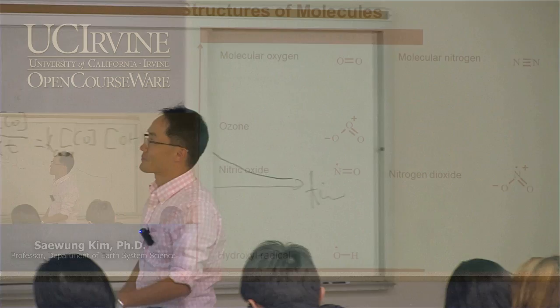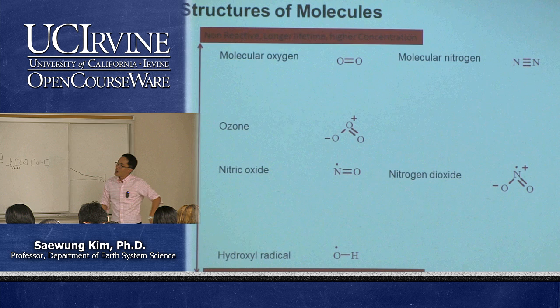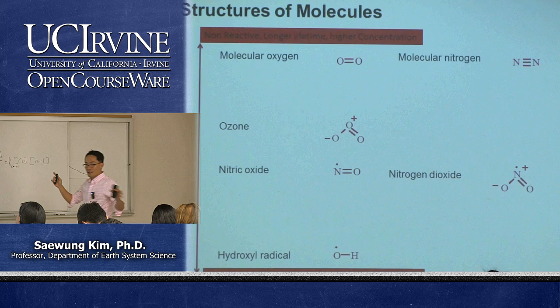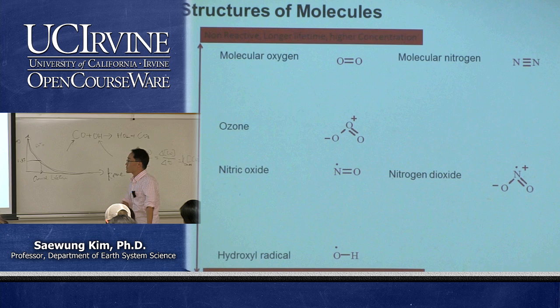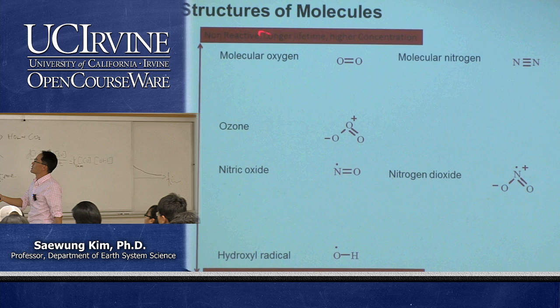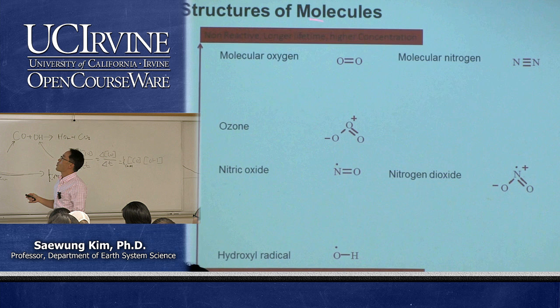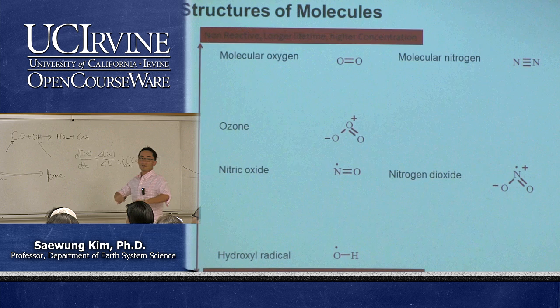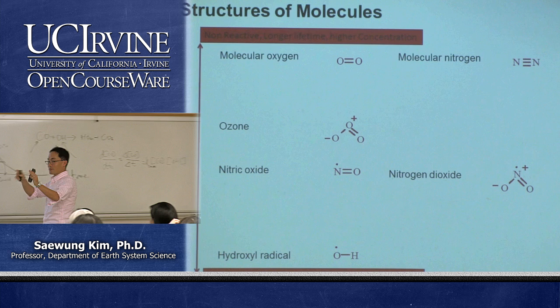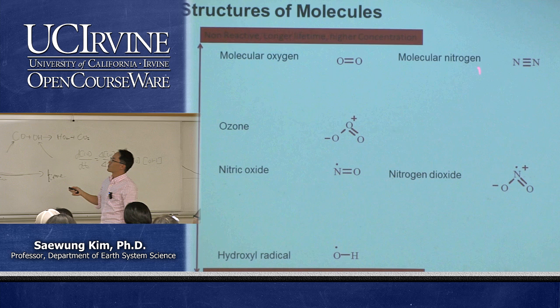So again, this is kind of a summary of lifetime, chemical reactivity, and concentration, all right? How they are related. Molecular oxygen, which is 21% of the atmosphere, and molecular nitrogen, which is about 79%, have very high concentrations and are not reactive. That's probably why they have a high concentration and a long lifetime. Once a compound gets more reactive, its concentration gets smaller and its lifetime gets shorter. So they are all the same term, all right? In terms of the reactivity, lifetime, and concentration scale, you can summarize all these compounds this way.